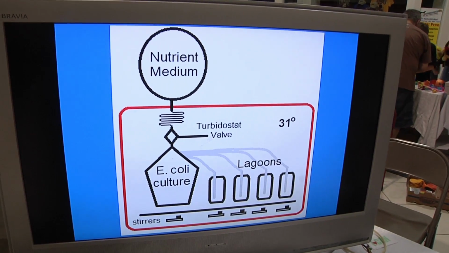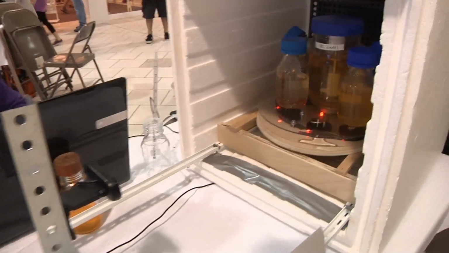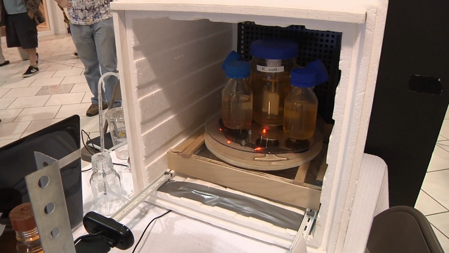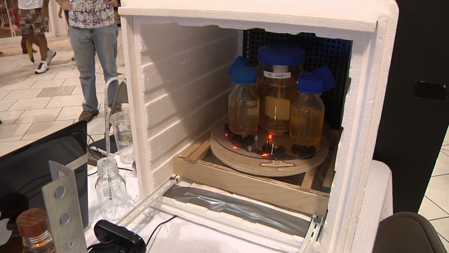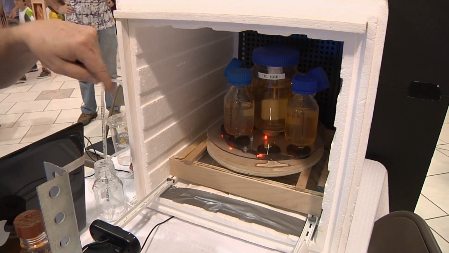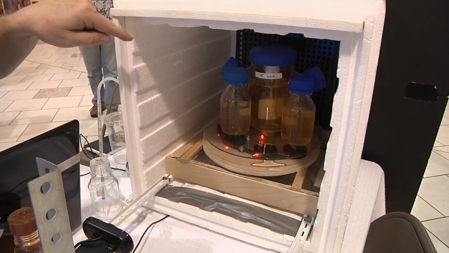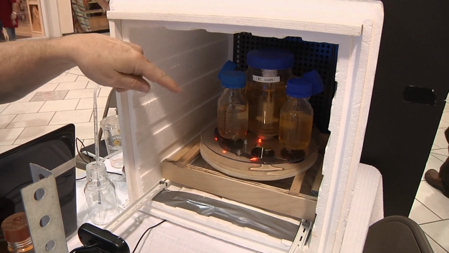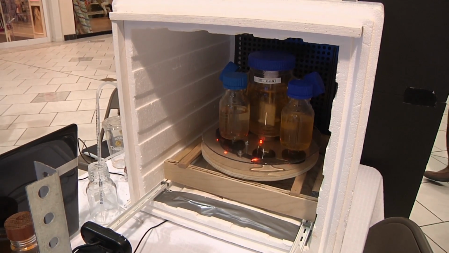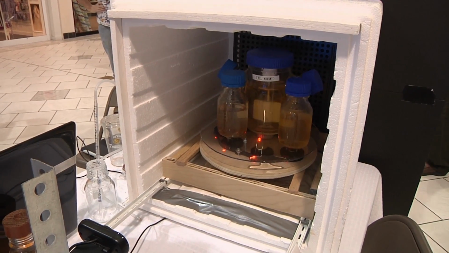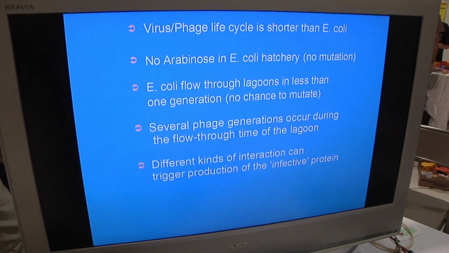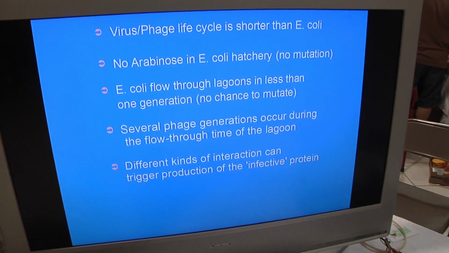Basically. And if you turn around, you can see the actual apparatus here. And what we've got is a system where I've got a stirring platform mixing the E. coli hatchery, and then the small bottles or the lagoons where the viral evolution is going on. And if we look back over here, I'll show you how I'm measuring the levels in the containers.